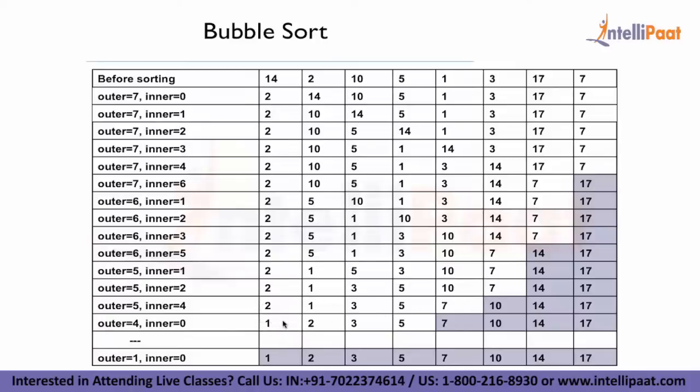And now 2 is compared with 1. 2 is greater, so we'll interchange 2 and 1. 2 compared with 3. 2 is less than 3, so we'll move ahead. 3 compare with 5. 3 is less than 5, so we'll move ahead. We'll not compare 5 with 7 because this is not our unsorted portion. So we don't have to make any more comparisons. So at the end we are left with the sorted array, and this is how bubble sort works.